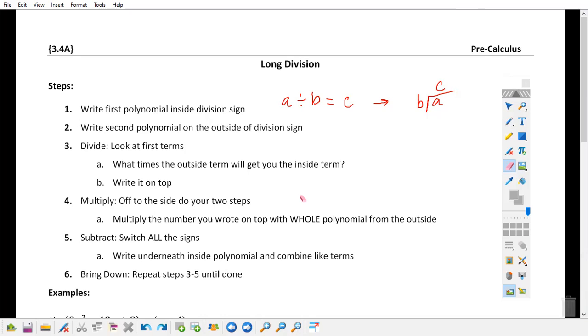I remember some teacher using, does McDonald's sell burgers as a way for students to remember divide, multiply, subtract, bring down. My teacher did not use that, but I do remember someone else's teacher doing that. She just told us divide, multiply, subtract, bring down.